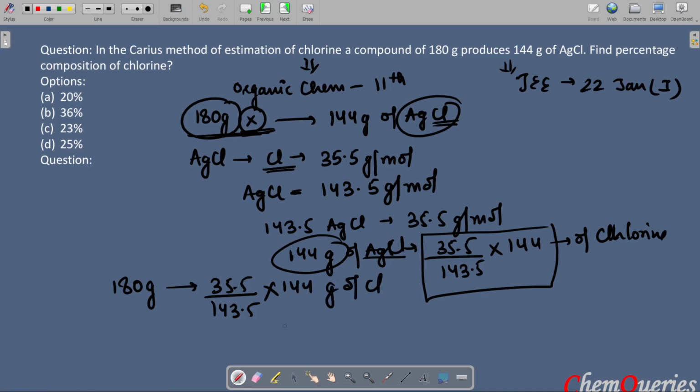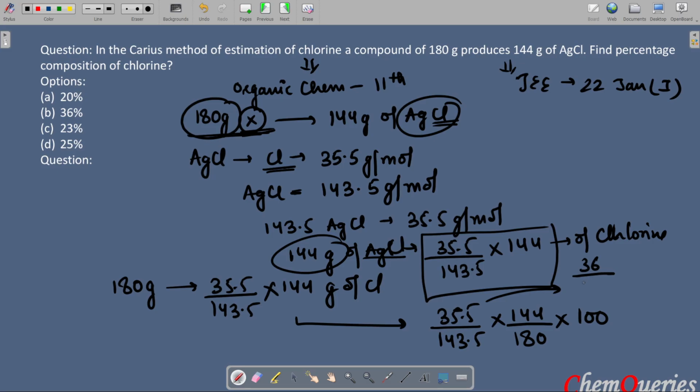So the percentage we will calculate as 35.5 divided by 143.5 into 144 divided by 180 into 100. By this calculation we will get the composition of chlorine. And to ease the calculation, we can do one thing. Look, 35.5 we can take as 36, and take 143.5 as 144. This is already 144, this is 180, this is 100. It will ease the calculation because there is sufficient difference between the options.